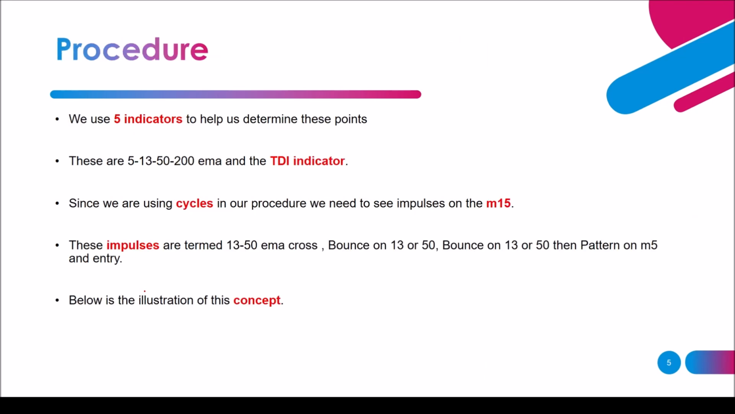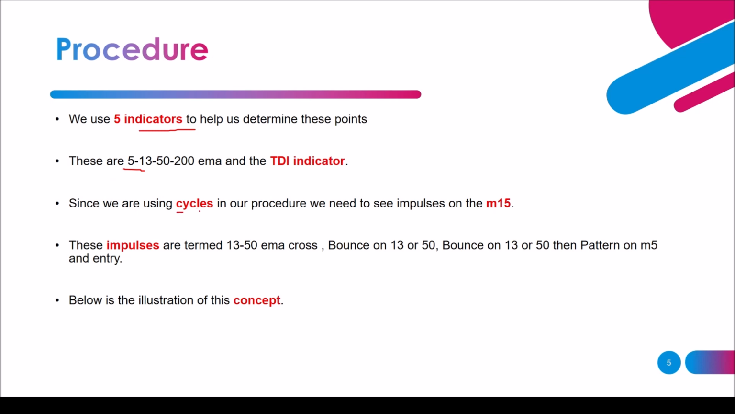Here's the procedure of actually catching these highs and lows of days. We use 5 indicators to help us determine these points. Someone may actually say indicators are lagging, but in this case, we are not using these indicators to give us entry points, but as a way to aid us see these impulses that we are about to talk about. These are 5, 13, 50, and 200 EMA, and the TDI indicator. The TDI standing for the Traders Dynamic Index.